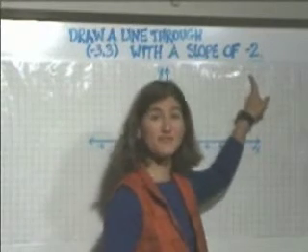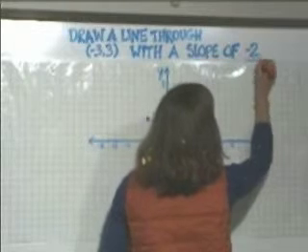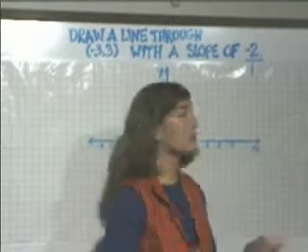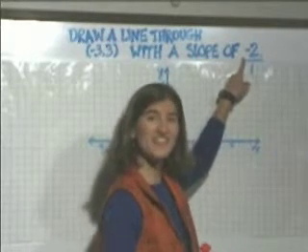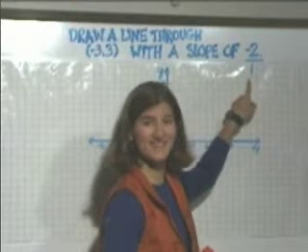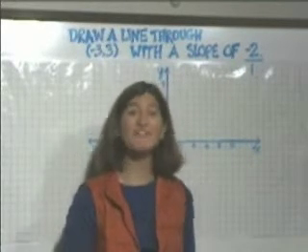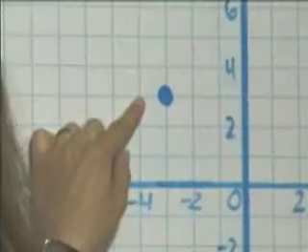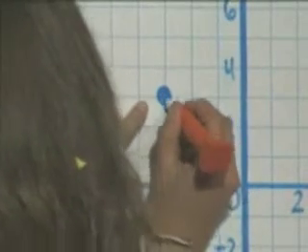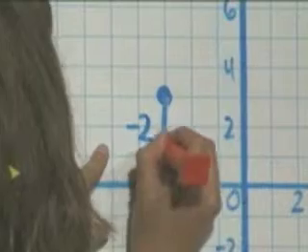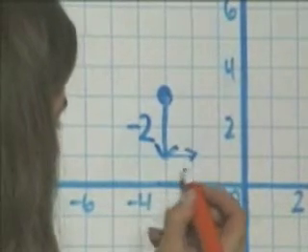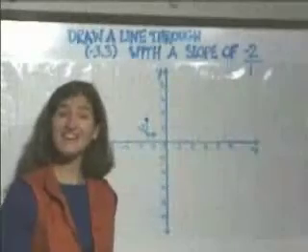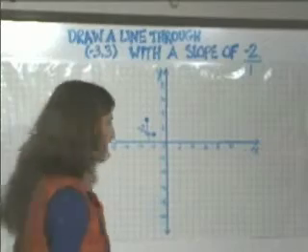Since the slope of -2 can also be written as -2 over 1, you know that your change in y, or rise, is -2, and that the change in x, or run, is 1. Using this information, you can find another point on the line. So, starting from the point -3, 3, we'll go down 2 and over 1 to find a second point on the line. Then, to finish up, we just draw a line through both points.